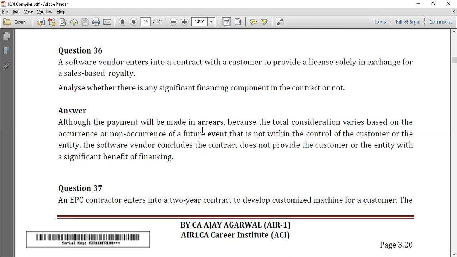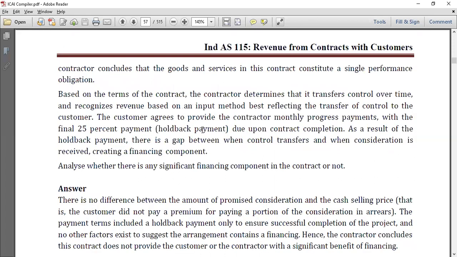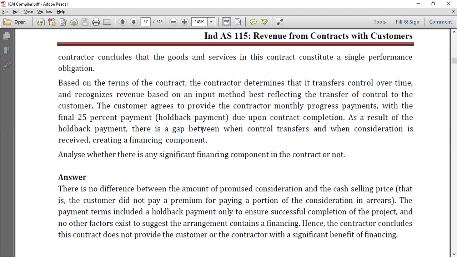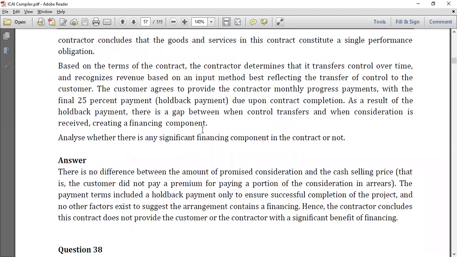He enters into a 2-year contract to develop the customized machine for the customer. So here the contractor is developing a customized machine, so it's for the customer only. Here the contractor is concluding that the goods and services in this contract constitute a single performance obligation.